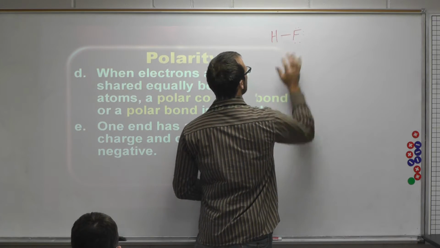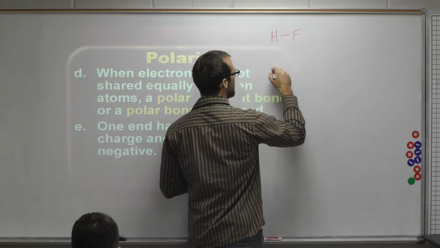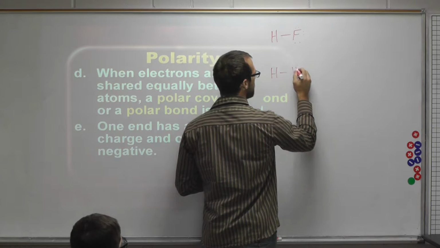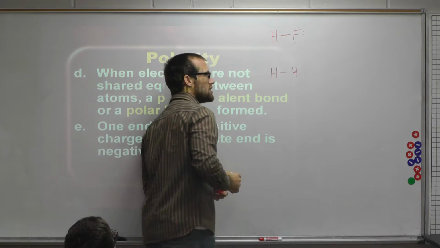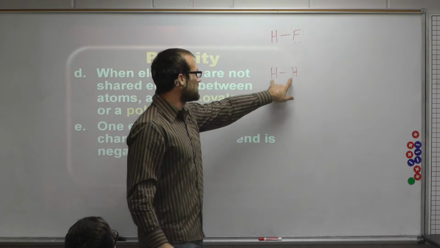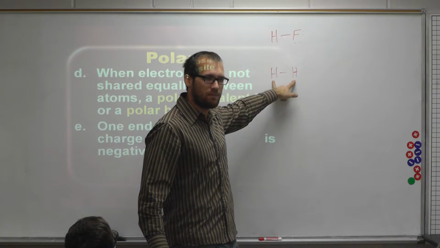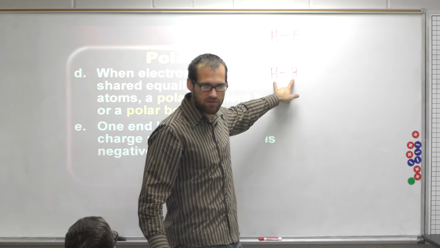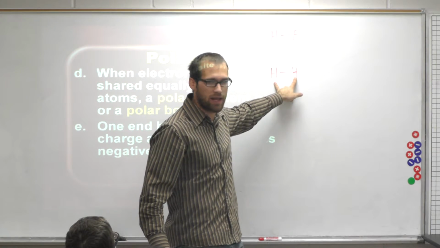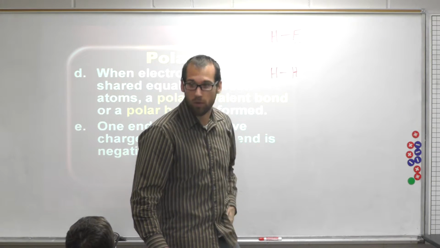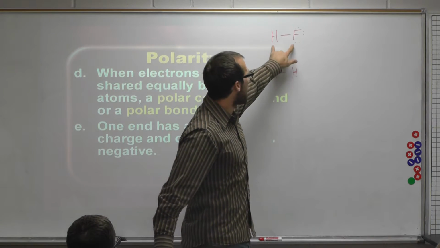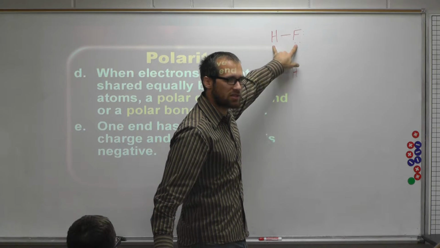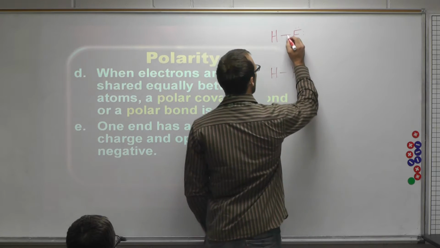Let's compare hydrogen with hydrogen versus hydrogen with fluorine. These two guys are the exact same element, so they pull exactly the same, so the electron's going to be perfectly in the middle, creating what we would call a nonpolar bond. Here we've got fluorine that's more electronegative. It has a stronger pull, so the electrons are no longer in the middle.